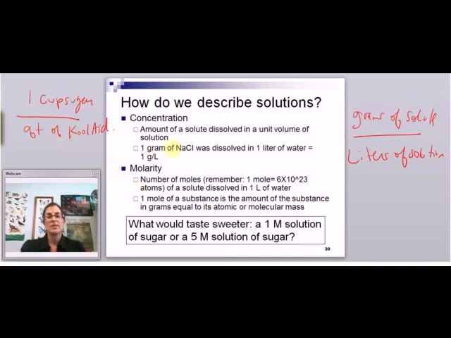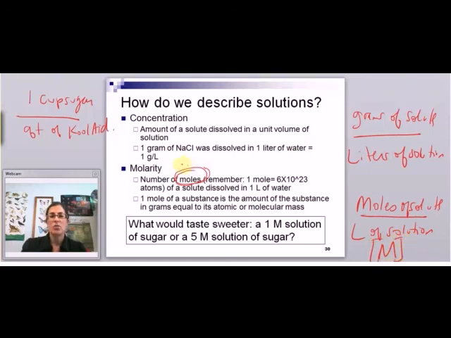It's also really common in science to use moles. So remember moles, that's that number of atoms. And so concentrations are often given as moles of solute over liters of solution. And that's just abbreviated as a big M, standing for molarity. So molarity is moles per liter. And if you apply this a little bit, and how we're going to see it in the labs, you might have a 1 molar solution of sugar or a 5 molar solution of sugar. And of course, this one is more concentrated, so you would expect that one to taste sweeter.